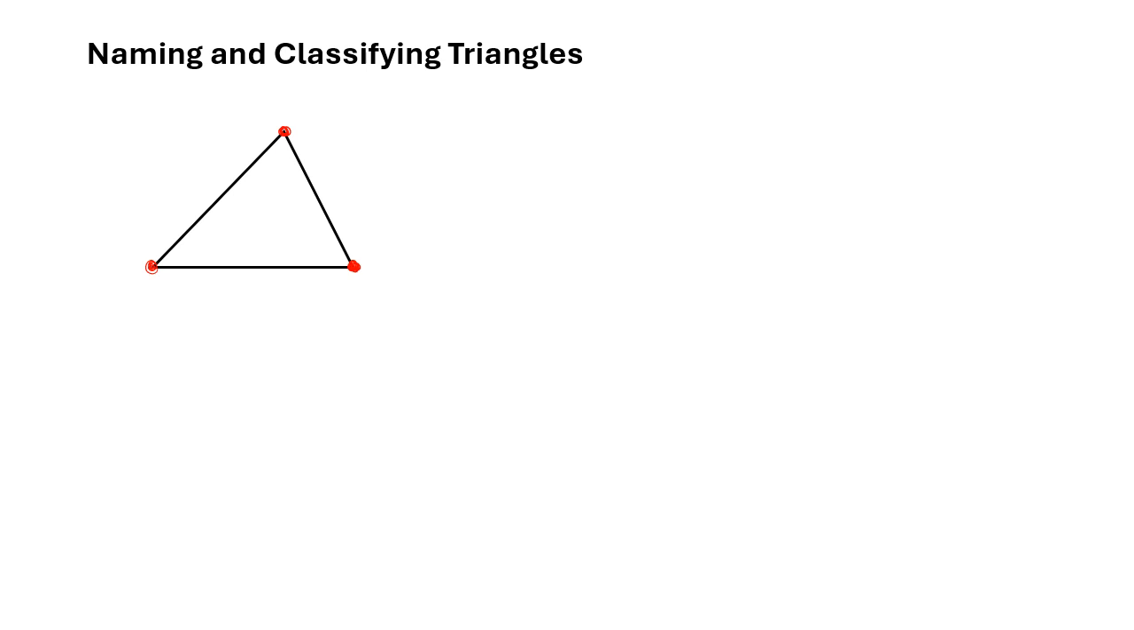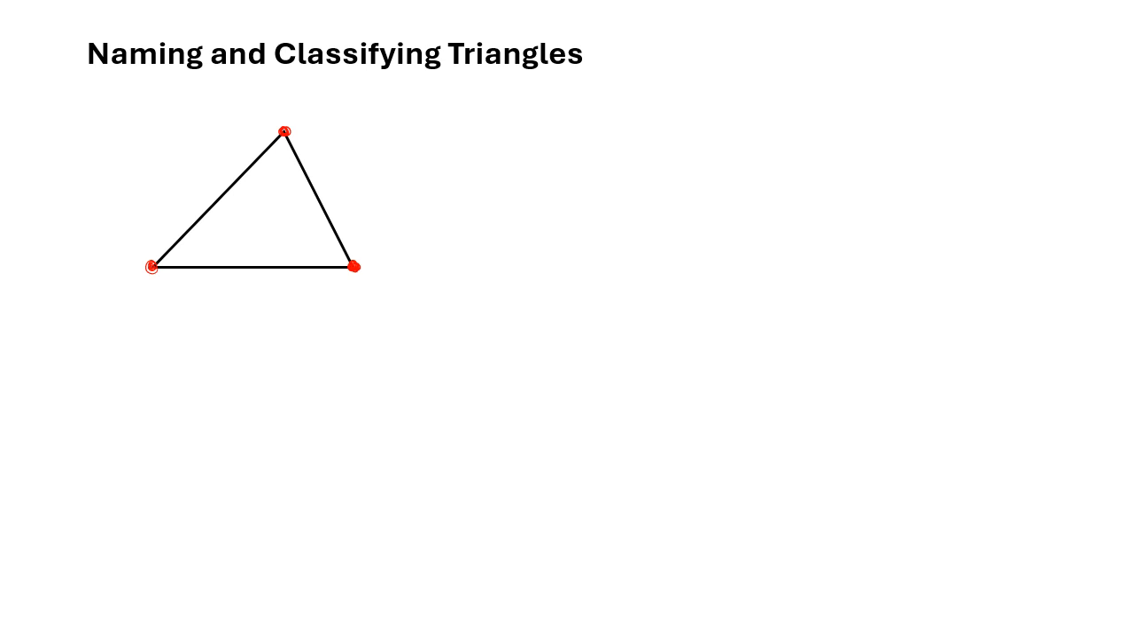We cannot use one uppercase letter or two uppercase letters to name triangles. They have to be three uppercase. We cannot use lowercase letters. For example, I cannot name this triangle using a here and b here and c here. We cannot do that. It's not allowed. Okay. So in geometry, and in math generally, we name triangles using three uppercase letters.